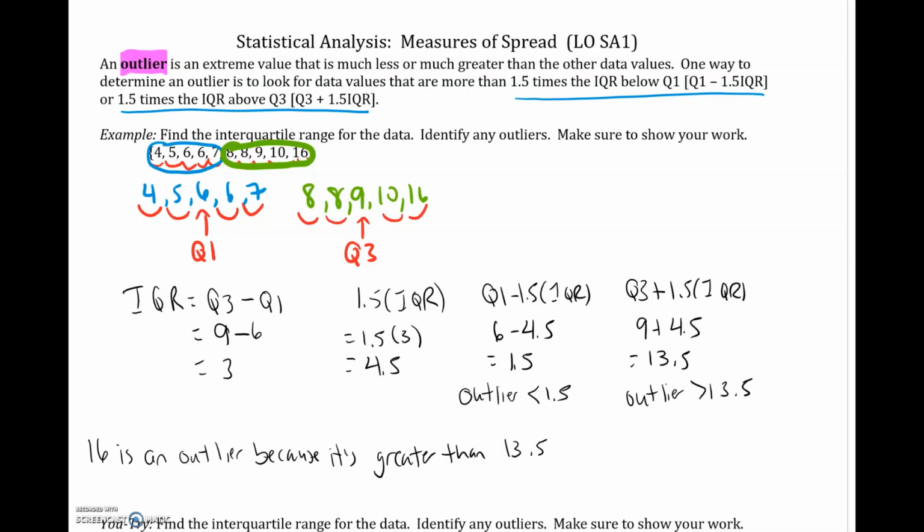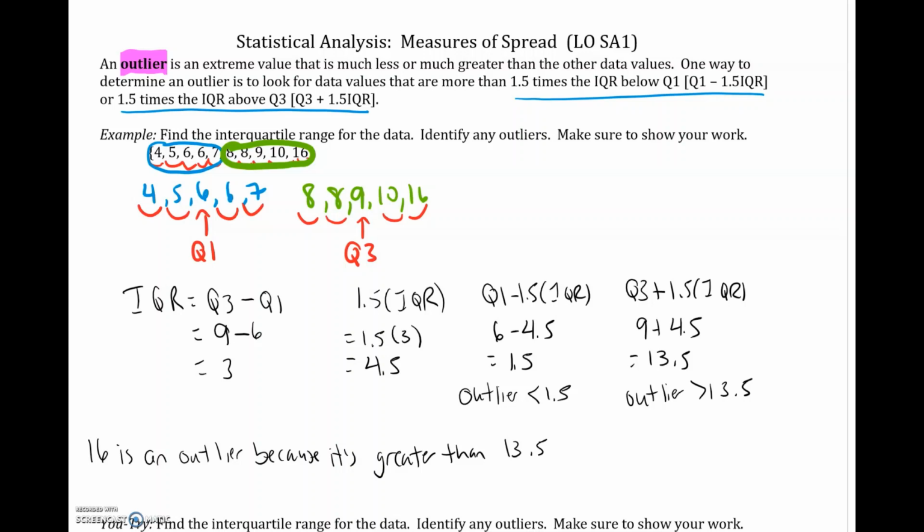All right, so you do want to make sure you show all of your work. So I want to see how you got your Q1, how you got your Q3, and then of course your steps to your outlier. And you don't have to split it up into 2 steps like I did here. I just want to show you that 1.5 times the IQR was that key value. You can just do Q1 minus 1.5 times 3 and get the same value.